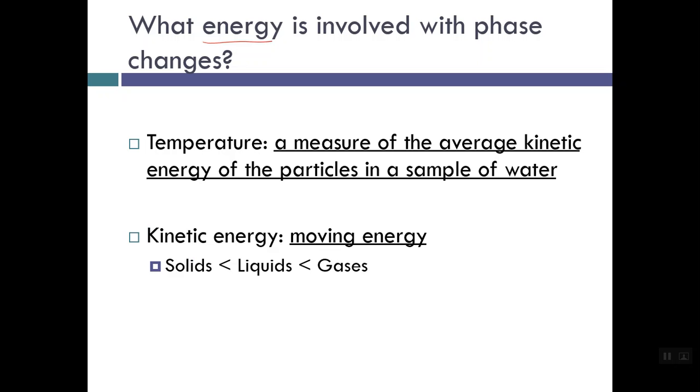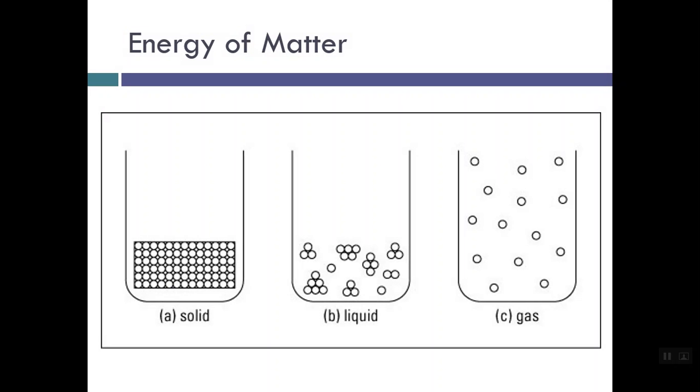How that relates to phases is solids have the lowest amount of kinetic energy. The molecules are just kind of vibrating. Liquids have a little bit more energy. They're kind of rolling around. And then the gases have the most energy. They have those elastic collisions, bouncing off the walls, bouncing off each other, very spread apart. Here's a visual of that: solid, liquid, and gas.